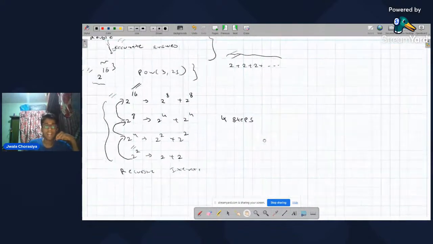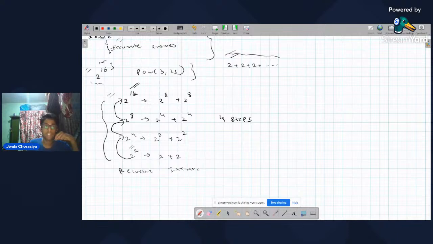So let's say I have an odd power. Let's say it is 3 to the power 13. Can I write 3 to the power 13 as 3 into 3 to the power 12?